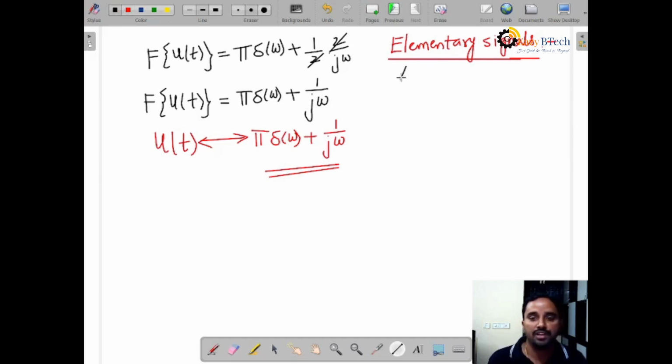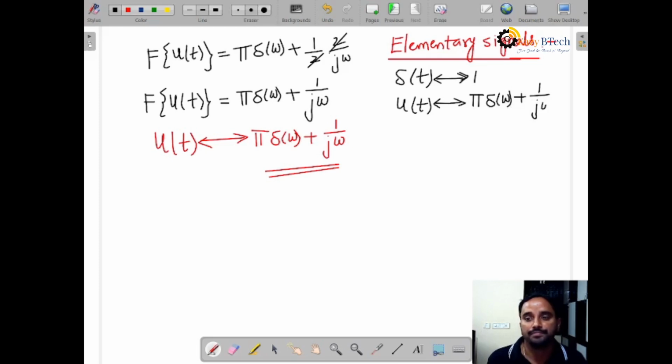So first one, Fourier transform of the impulse function. How much? 1. And just now we have done the Fourier transform of the unit step function: pi del of omega plus 1 by j omega. And the Fourier transform of the exponential decaying e power minus at u of t is 1 by a plus j omega.